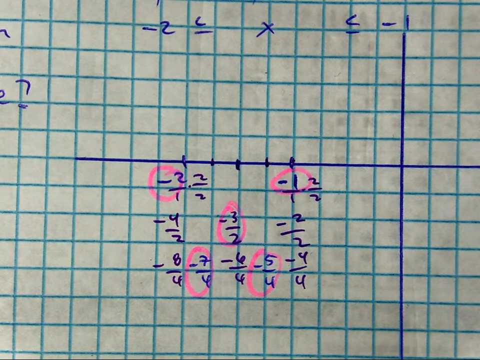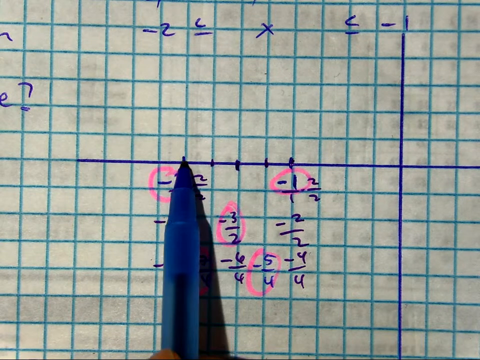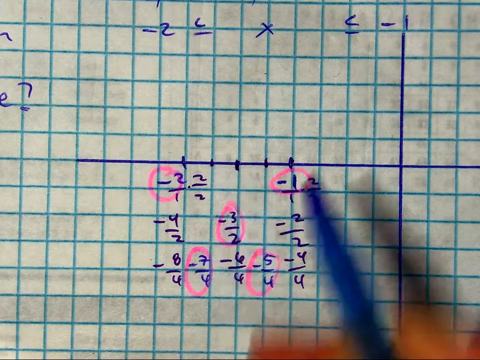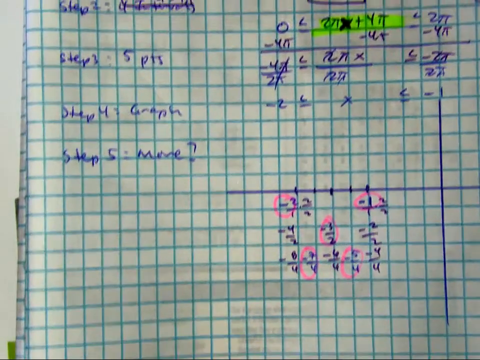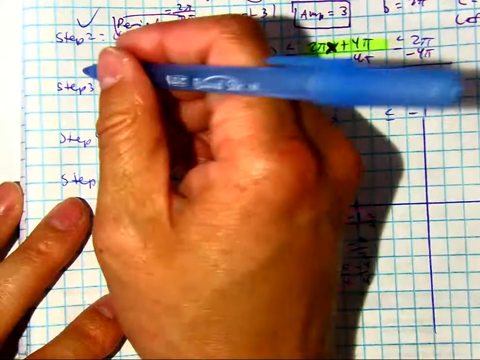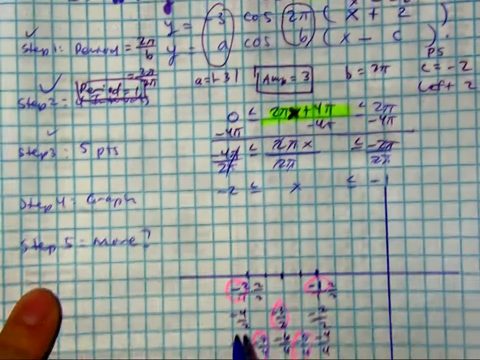Alright, so the 4 intervals basically means the spaces between them. There's 1, 2, 3, 4. So now we have our 4 intervals. Okay, now with the 5 points, to clarify, basically you're taking -2 and you're plugging and chugging into here and you get a value.